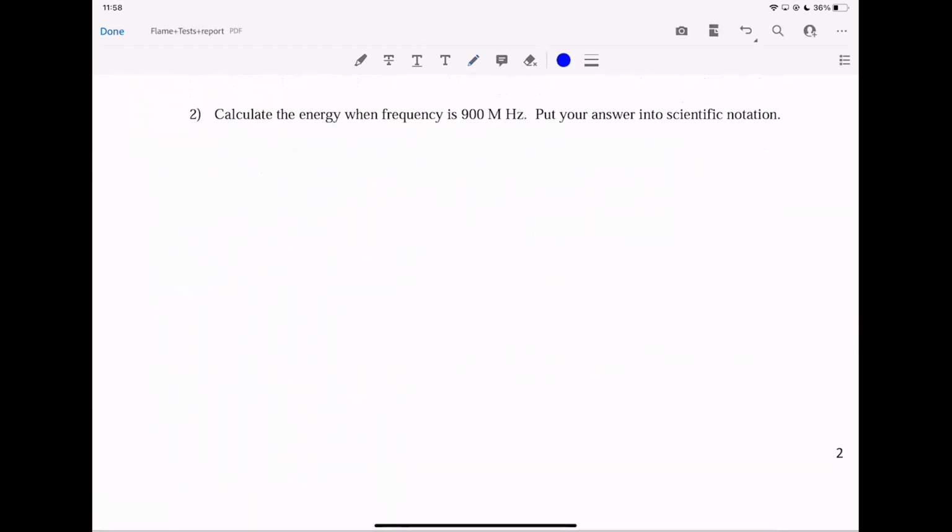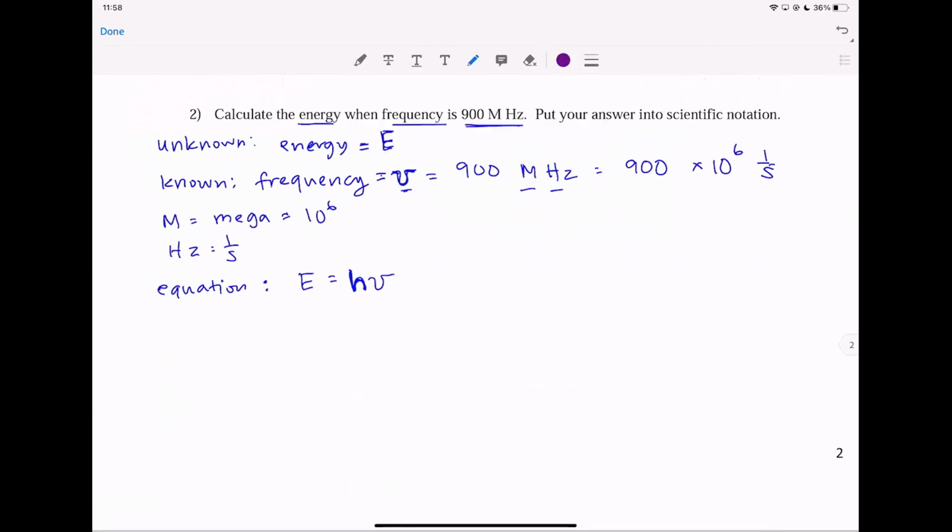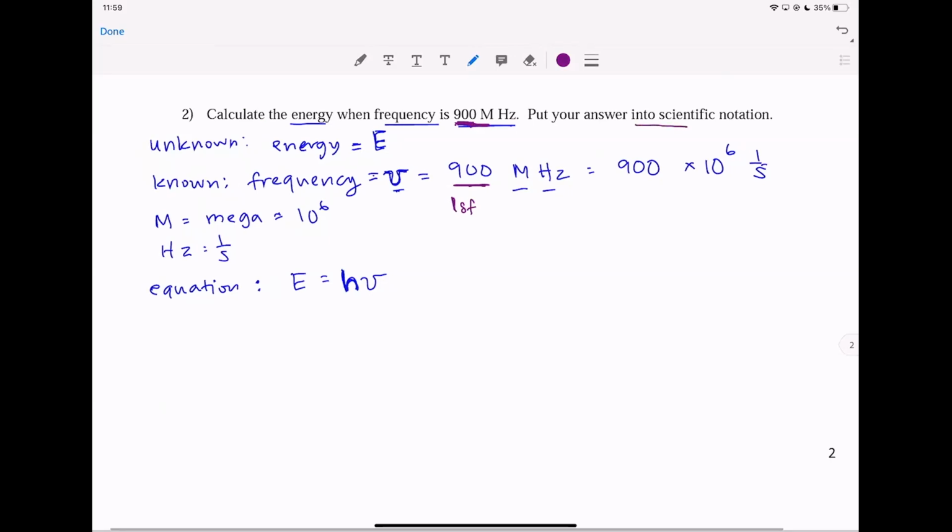And so the number you're given is 900 megahertz. When rounding the answer, you want to make sure you go back to this number value. And this number value, 900 megahertz, has only 1 sig fig. So your answer should have 1 sig fig. And you should also make sure you put that answer into scientific notation.